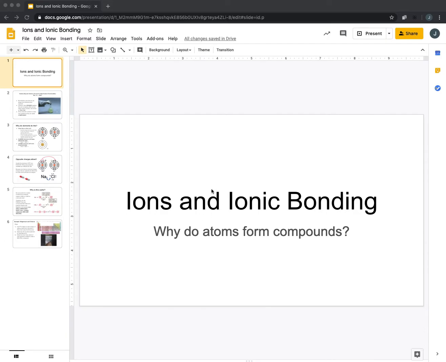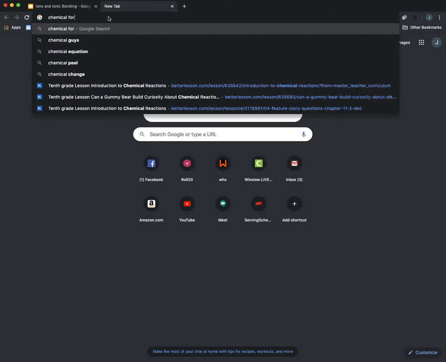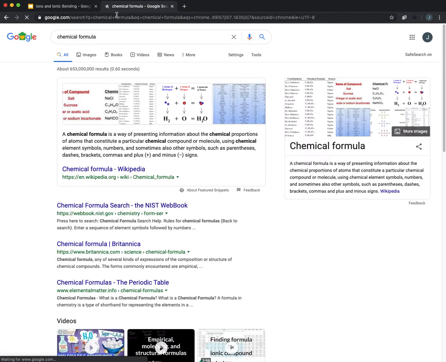Now, there's really two different types of bonding when it comes to elements. And remember, when I talk about bonding, what I mean is all those chemical formulas. So if you actually just did a quick Google search for chemical formula, right? And let's just see what pops up.